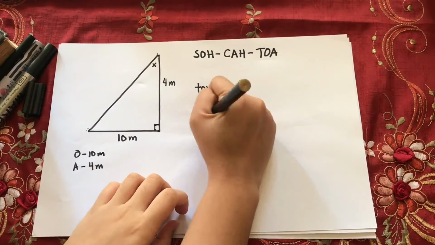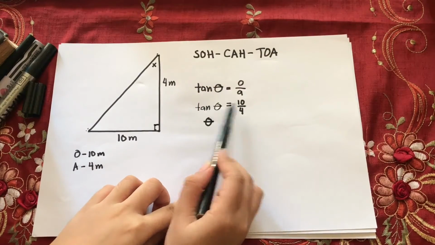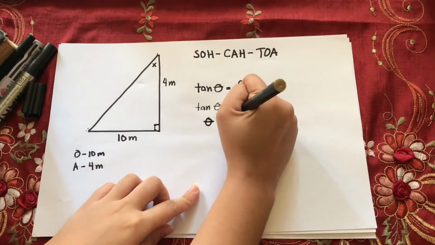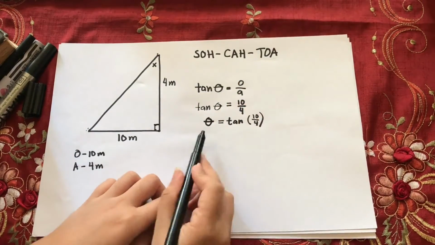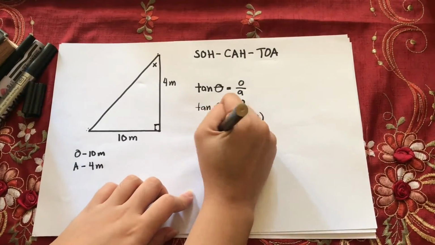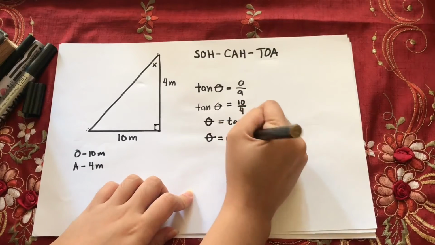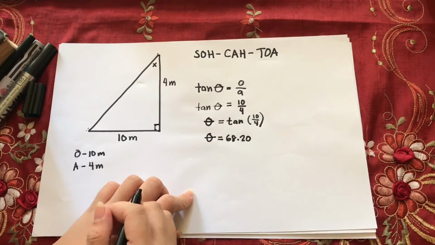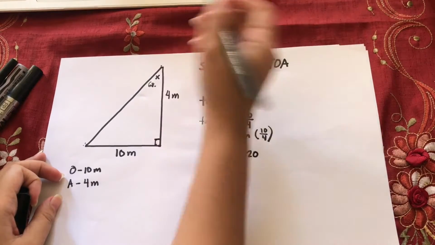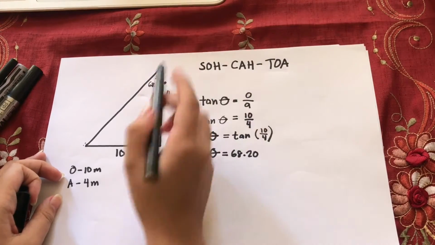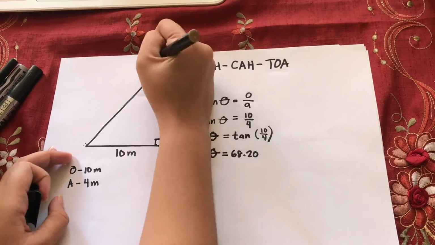So we can solve this by eliminating the tangent on this side, transferring it to the other side. So theta is equal to inverse tangent of 10 over 4. So we can input that in the calculator, and we have theta is equal to 68.20. This is the measurement here on this side. This is 68.20 degrees.